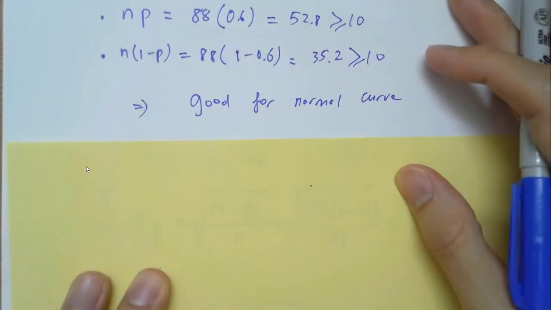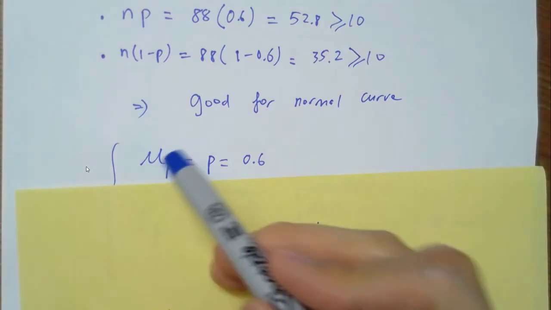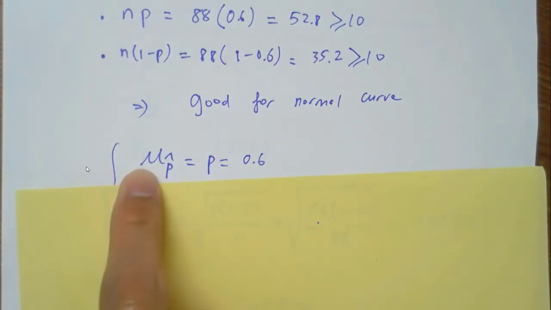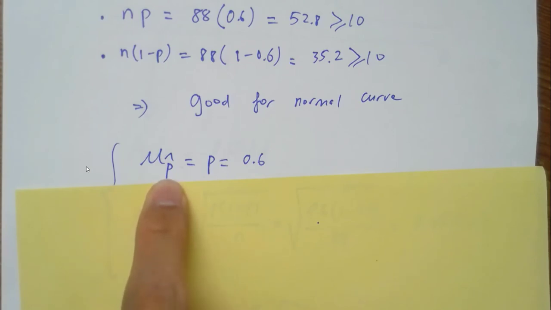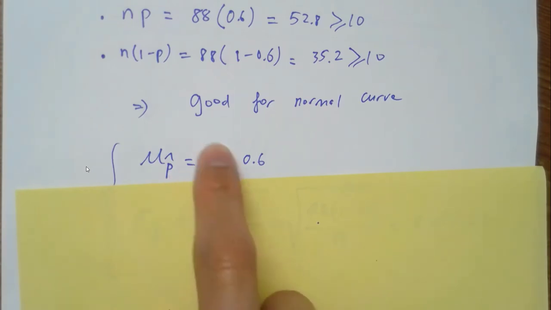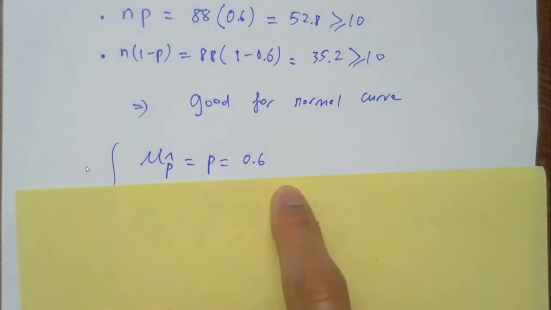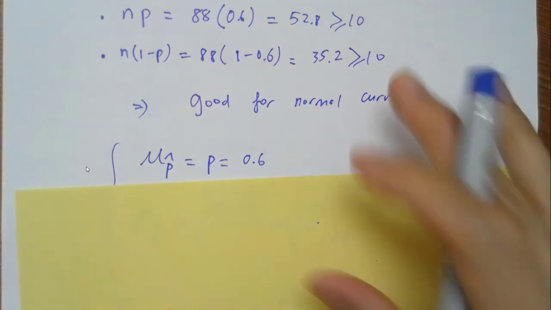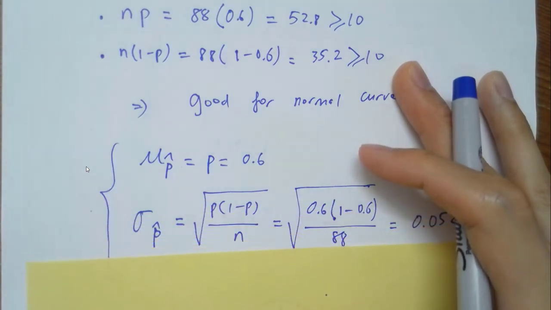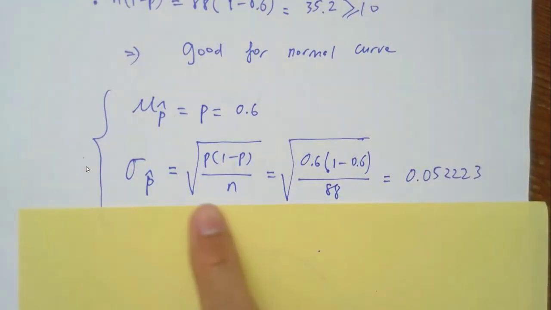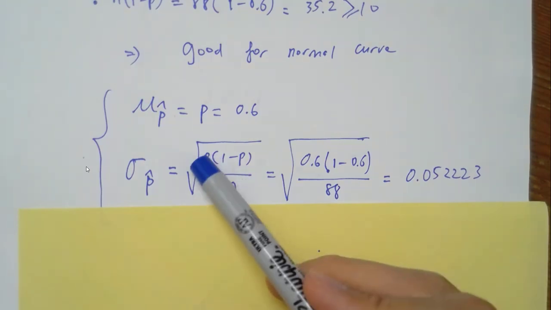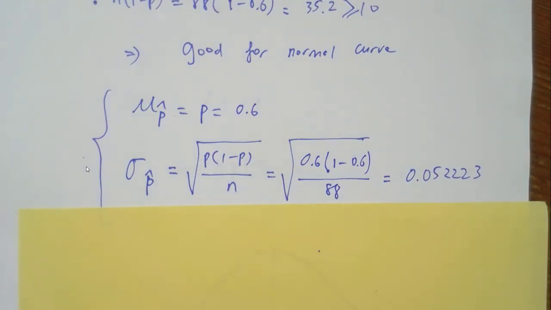We know that for the proportion, the mean mu of all the sample proportions will approach the population proportion, and we got the p value earlier, 0.6. So the mean of the sample proportion is 0.6. However, the standard deviation is not the same. Standard deviation is a biased estimator, and therefore we use the formula, the square root of p(1 minus p) over n. This is the central limit theorem for the sample proportion.